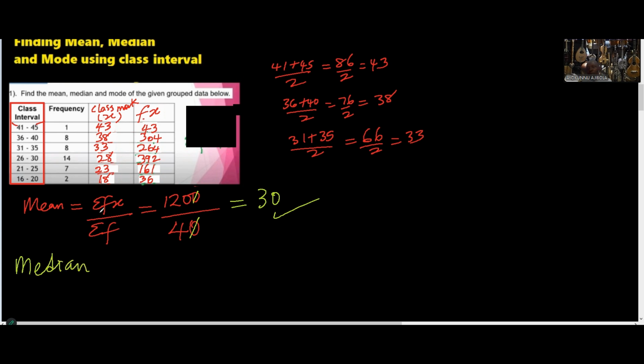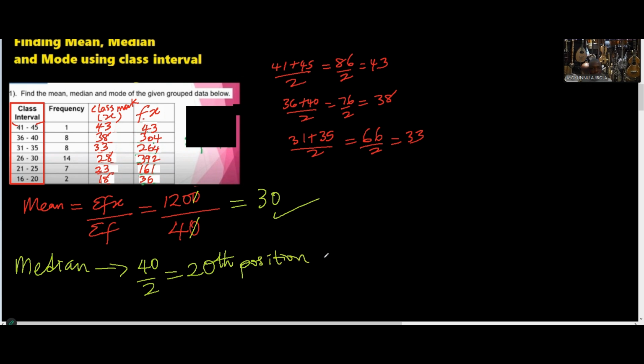Now, how can we get the median? Median means we should arrange the numbers from the smallest to the biggest. The smallest number is 16, the biggest is 45. So from 16 up to 45 has been arranged. Our median is going to be the 20th number because there are 40 in all. So median will be 40 over 2, which is the midpoint, the 20th position, okay?